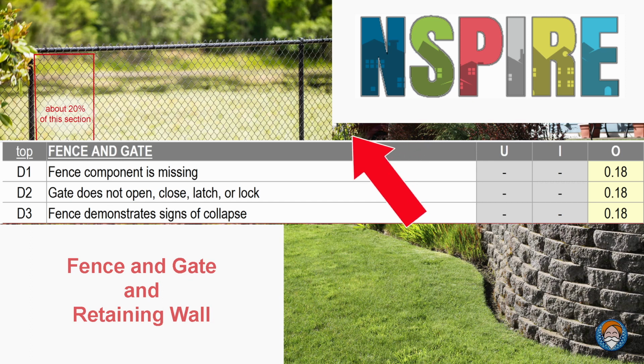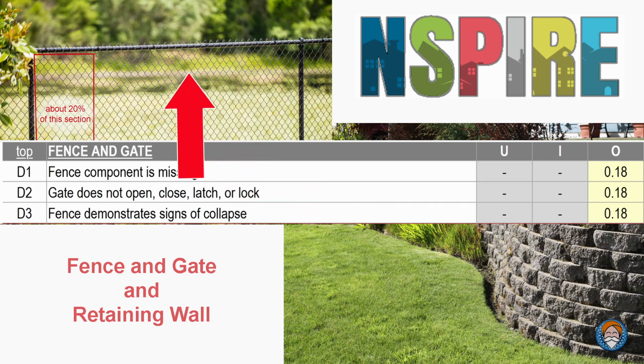We have three possible deficiencies. Deficiency 1, a fence component is missing. Now this includes holes because part of the fence material is missing. Deficiency 2, a gate does not open, close, latch, and or lock. Deficiency 3, a fence demonstrates signs of collapse.